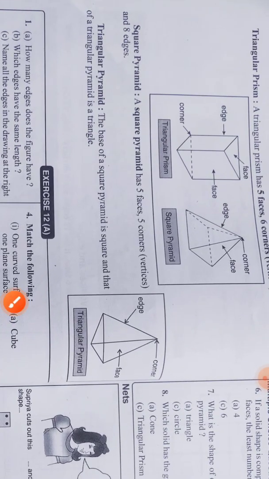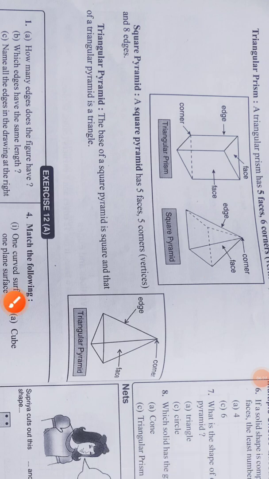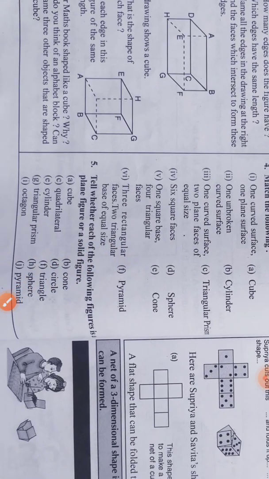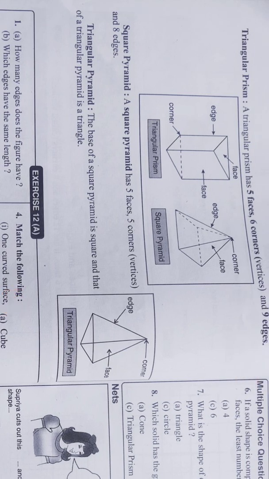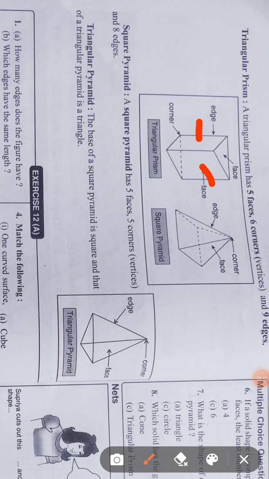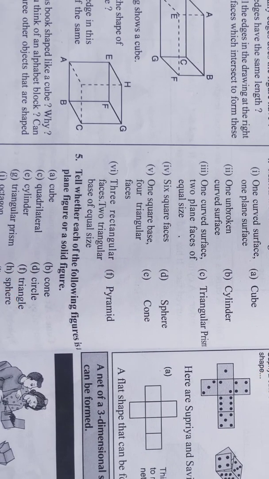This is your pyramid. Okay, so now let us see another question. Three rectangular faces, two triangular bases of equal size. Okay, three rectangular faces. You see this diagram. This is also one rectangle, this is also one rectangle, and the base is also rectangular, and two triangular faces are there. So this is actually a triangular prism. So the answer for this will be triangular prism.